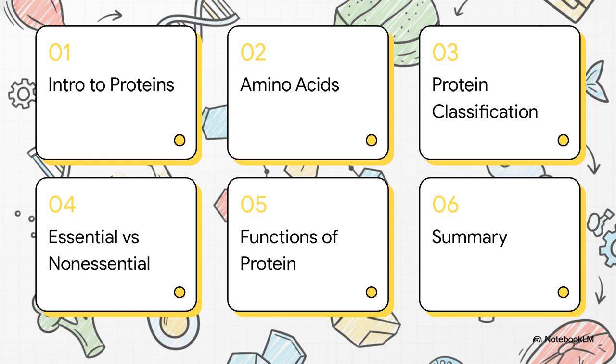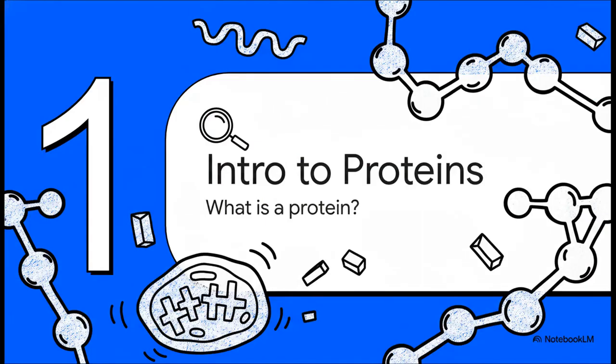Here's our roadmap for today. We'll start with an introduction to proteins, look at amino acids building blocks, and dive into dietary protein classifications. Then we'll cover essential versus non-essential types, explore the 9 functions of protein, and wrap up with a summary and next steps. All right, let's kick things off with Section 1, Introduction to Proteins.